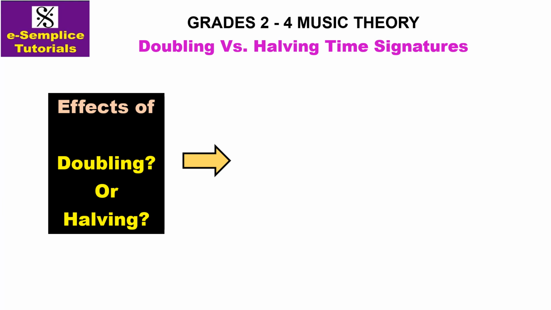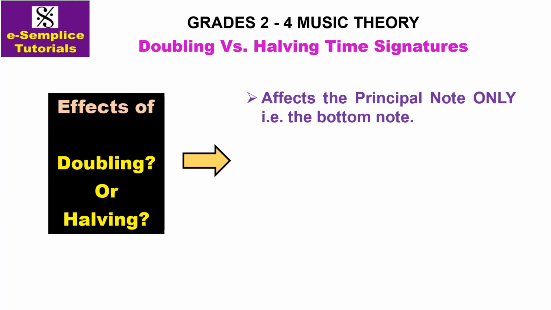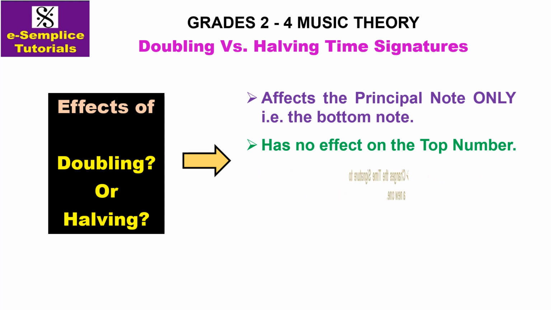Effects of doubling or halving time signatures. The doubling process or halving process affects the principal note only. That is, it affects the bottom number only and has no effect on the top number. The top number of the time signature remains untouched, that is intact. Only the bottom number is affected.